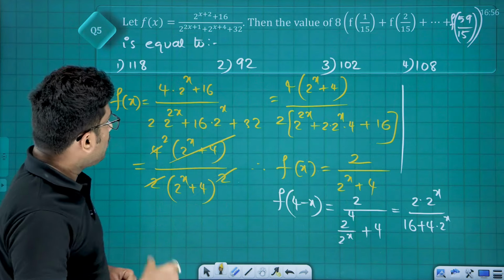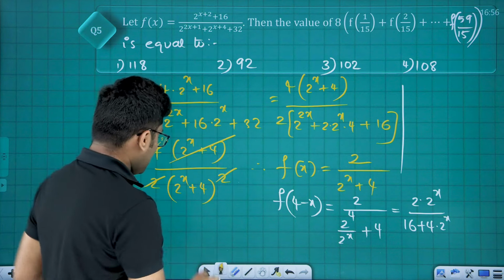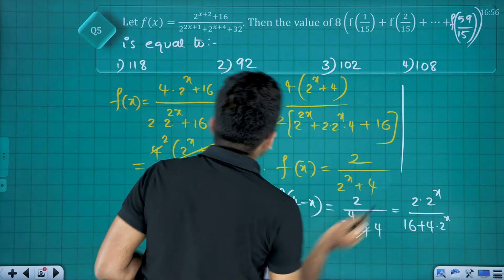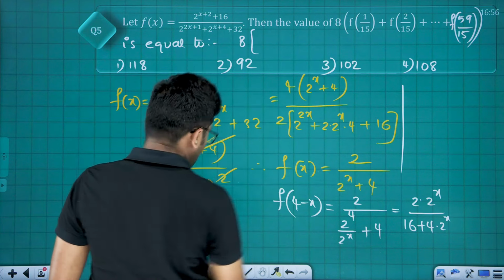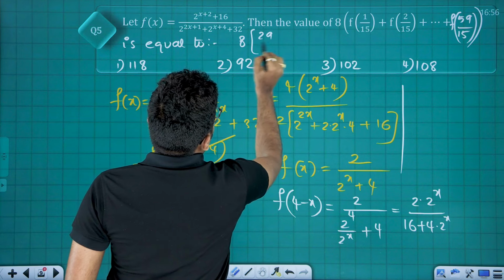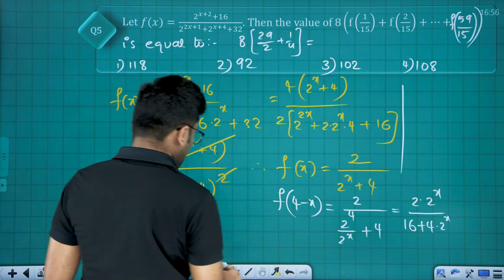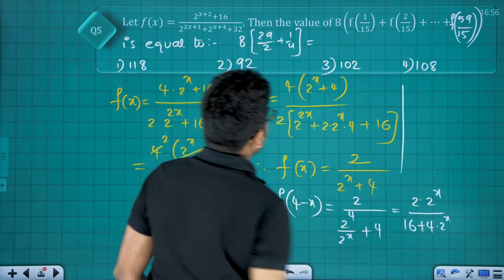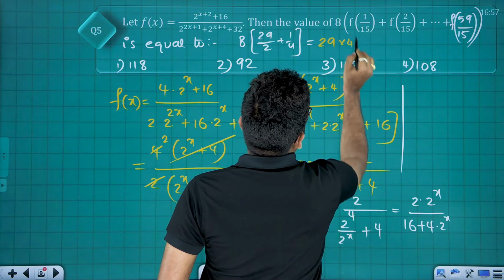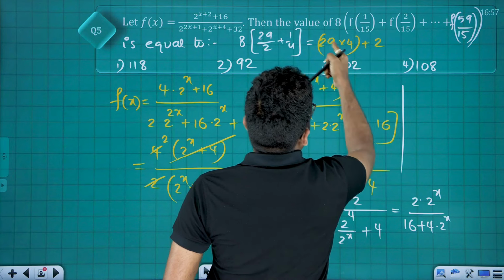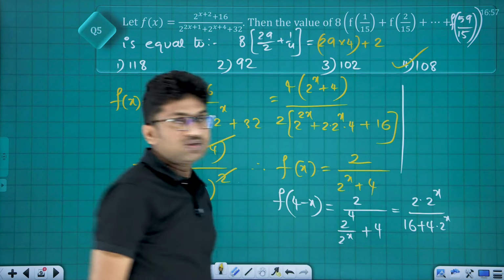29 times 1 by 2 plus 1 by 4. The result that they are asking is 8 times that. So 8 times 29 times 1 by 2, that is 29 by 2 plus 1 by 4. So this is equal to 29 into 4 plus 2.